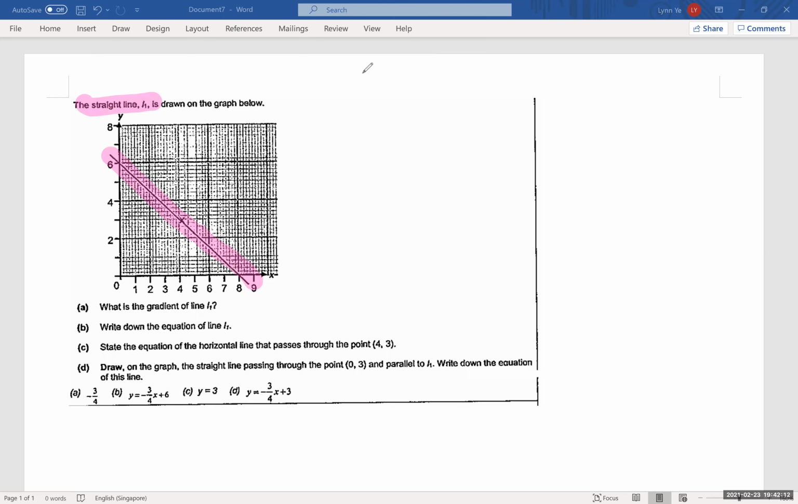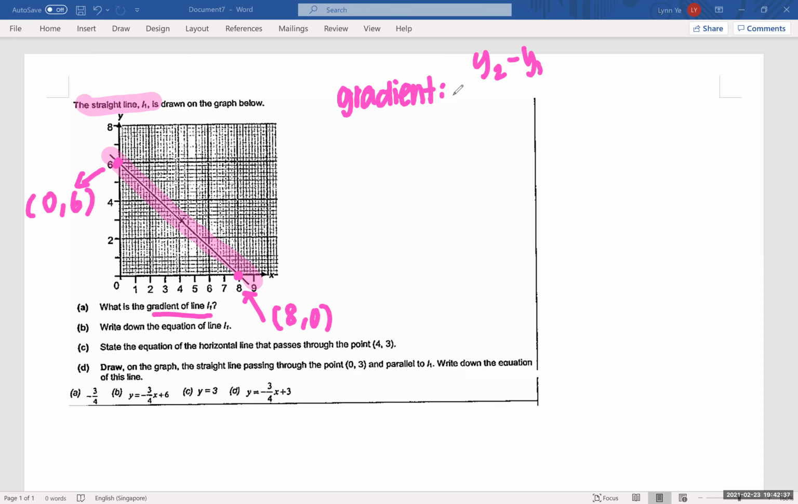Now to find gradient, it means that I need two coordinates. So I would definitely want to choose this coordinate right here. This coordinate has a value of (0, 6), and this coordinate right here will be (8, 0). So to find gradient, we use the formula y2 minus y1 over x2 minus x1. So I have bracket minus bracket over bracket minus bracket.